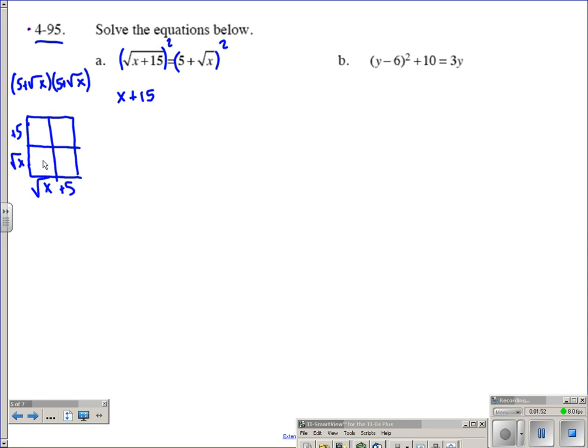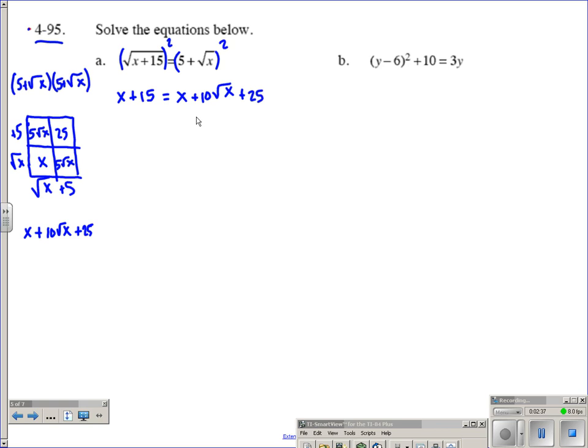The square root of x times the square root of x is going to be x. The square root of x times 5 is going to be 5 radical x, or 5 times the square root of x. Same thing over here. And then 5 times 5 is going to be 25. So let's put it all together. We're going to have x plus 10 radical x plus 25. That's what our right side equals when we multiply the binomial times the binomial.